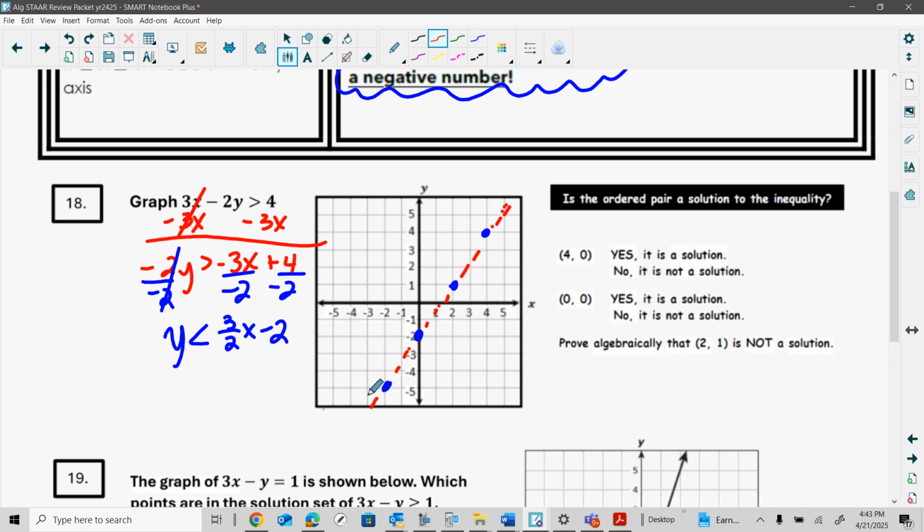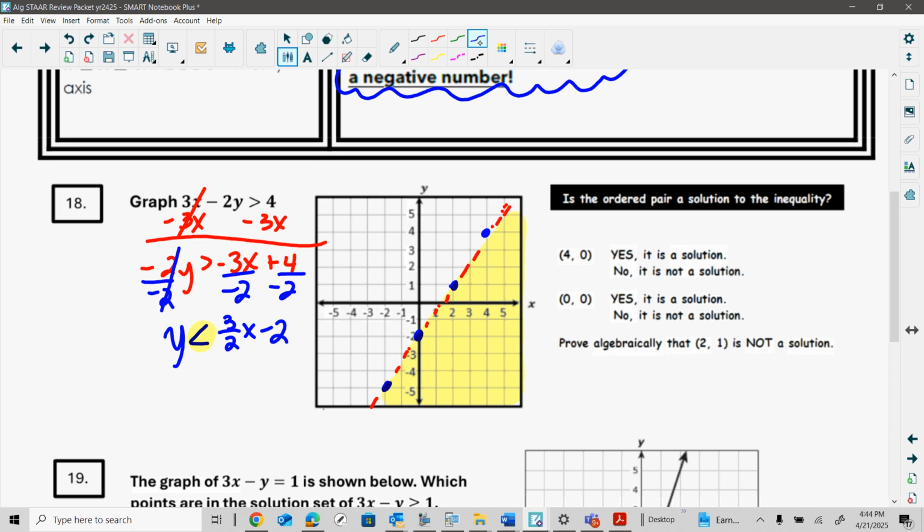But because we have this symbol, which is less than, and I'm going to do that in yellow here, less than means we're going to shade below the line. So there's some things we have to remember with our solutions and inequalities. They want us to check which points are solutions. It's a solution if it's in the shaded region or if it's on a solid line. This is a dashed line, so if it's on the dashed line, it's not part of the solution.